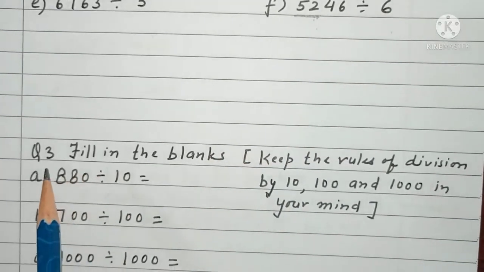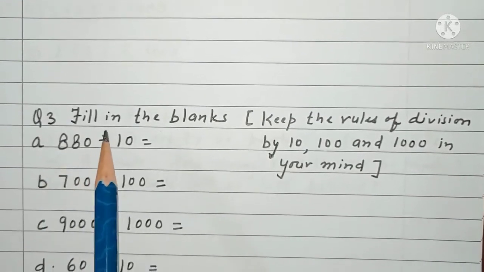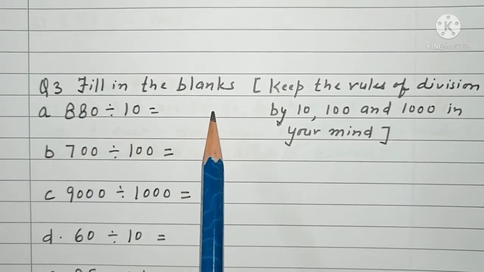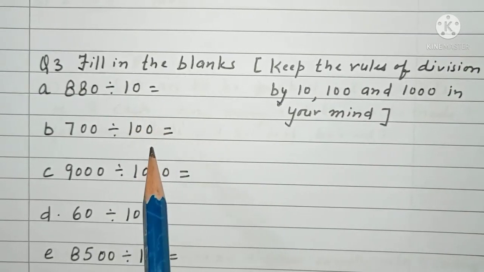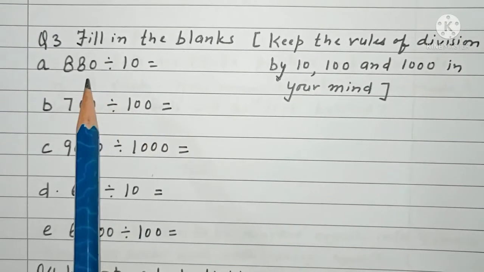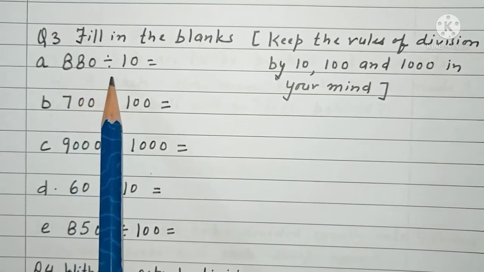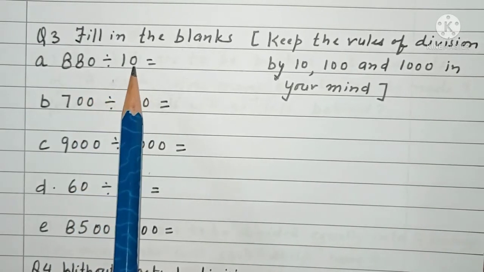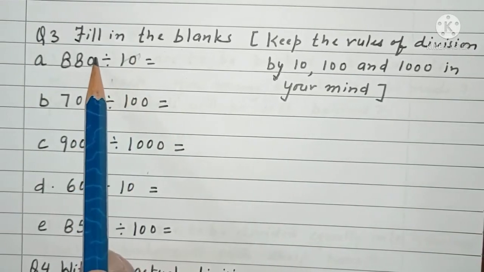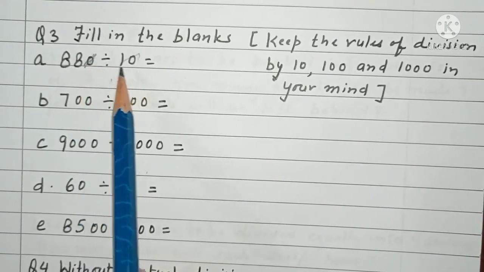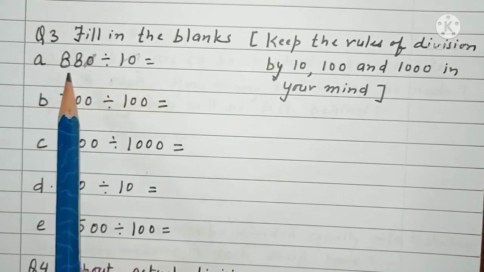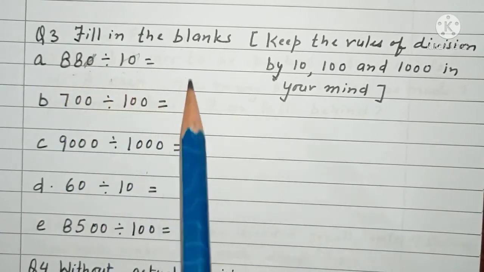Okay. So moving on to question number 3 now, where you have to fill in the blanks. Children, this is the division by 10, 100 and 1000. For example, 880 is to be divided by 10. So 10 is having a 0, 880 is having a 0. So we can cancel a 0 from both the sides, and then 88 divided by 1 is 88.